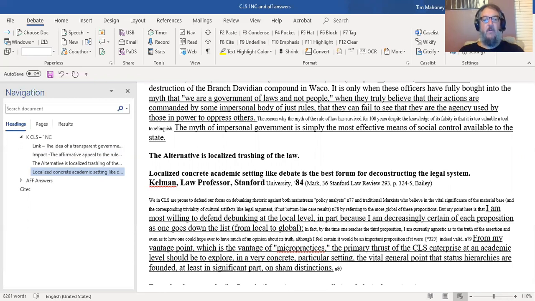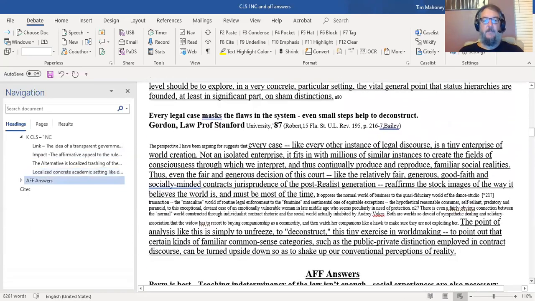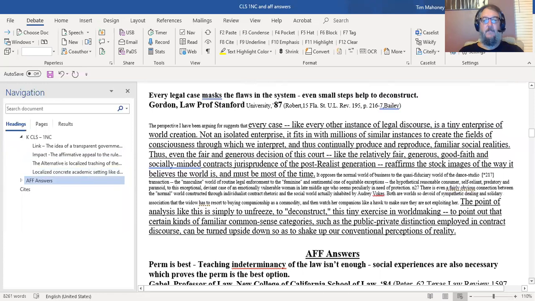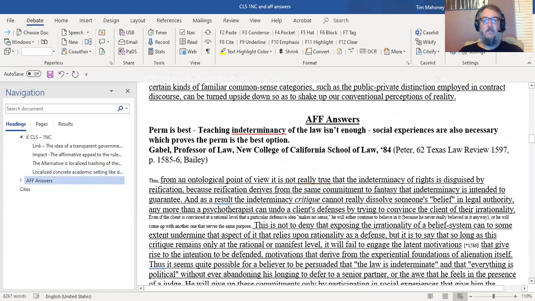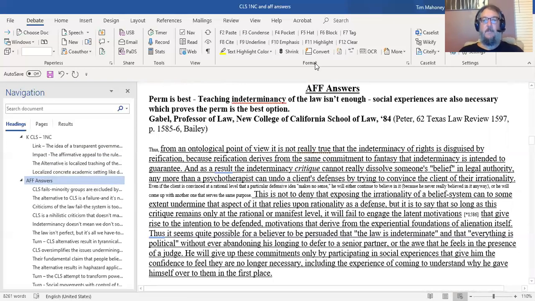Part 4, weaknesses. So I'll move the document down so you can see one of the cards in this particular 2AC.